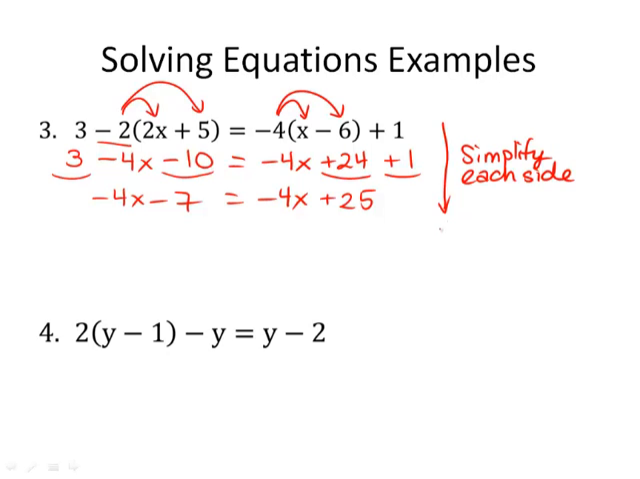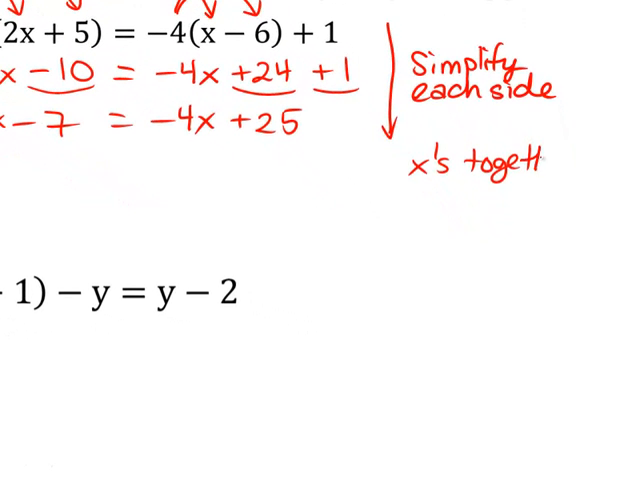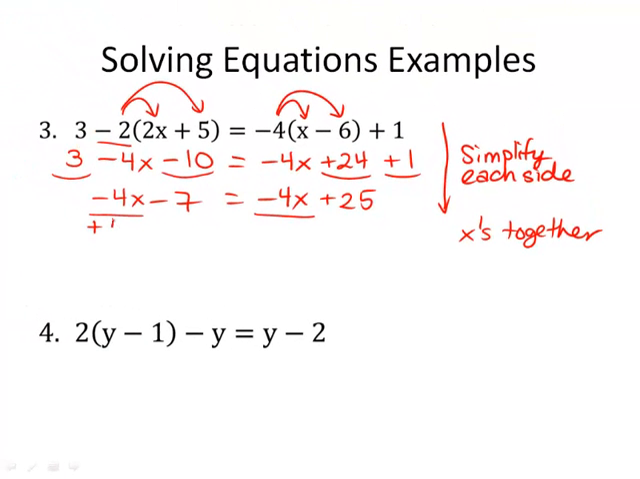Now we want to try to get our x's together. In this case, we've got negative 4x on both sides. Since it's the exact same amount on both sides, we're going to add 4x to both sides. And what happens? It completely disappears. Normally we'd continue the algebra process, but here, that's all we can really do. We're left with negative 7 equals 25.